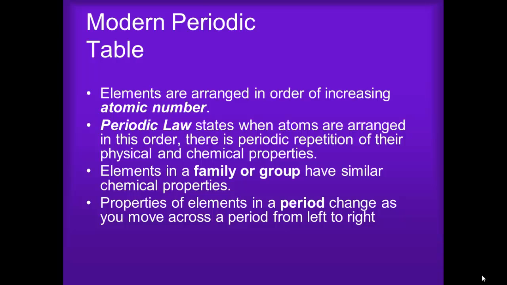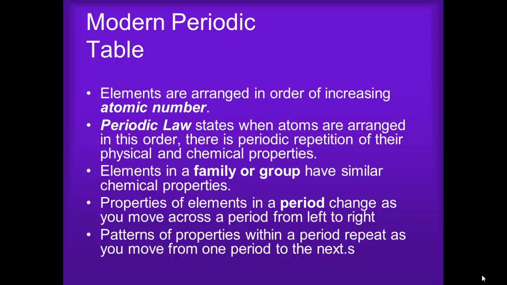The properties of elements in a period change as you move across a period, and this should be evident in all of the graphs that you've been building as you look at atomic radius, ionic radius, boiling point, density, and other properties of the elements. You can see that change displayed on your graphs, and that these patterns repeat, once again, as you move from one period to the next.